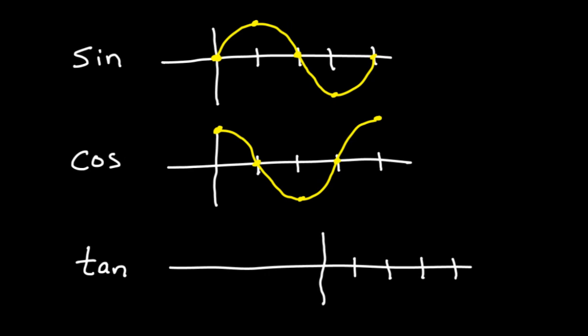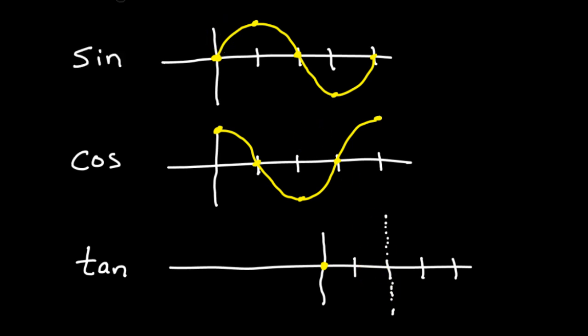Now, what does your basic tangent function look like? Well, the tangent function starts at zero, similar to the way the sine function does. But before I do anything else, the tangent function has a vertical asymptote right in the middle of its period. All right, so that's going to be a vertical dotted line.